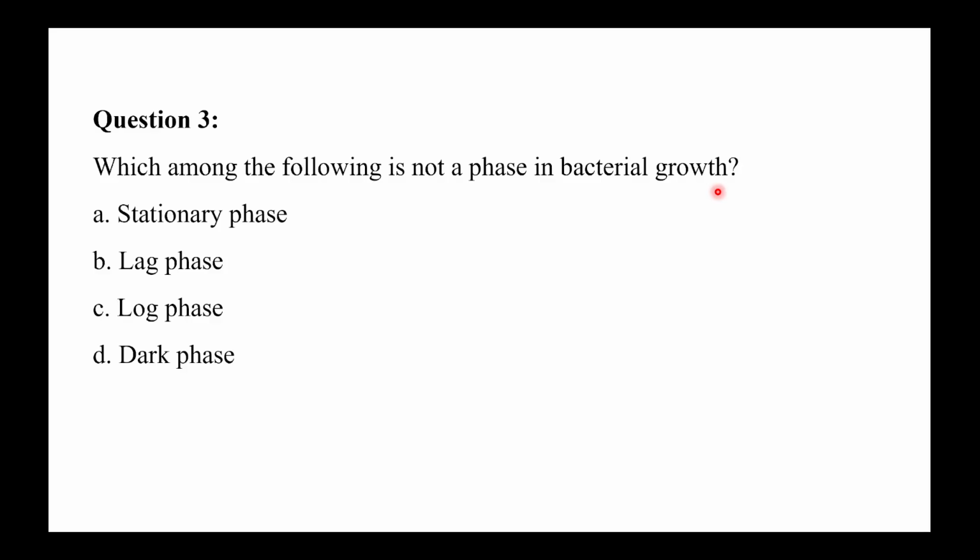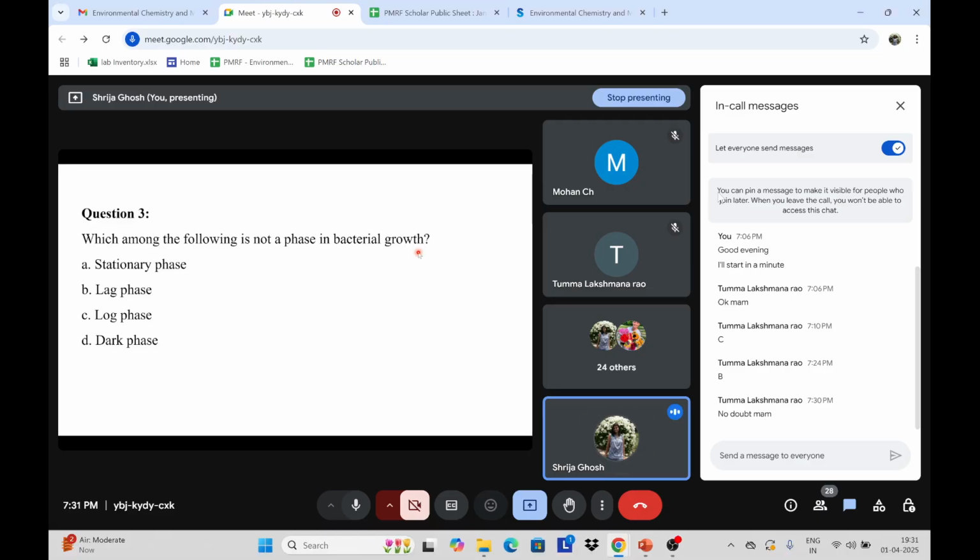Okay. So option A is stationary phase, option B is lag phase, option C log phase, and option D is dark phase. What do you think is the answer? Please write your answers in the chat box. I request everyone to write the answers.